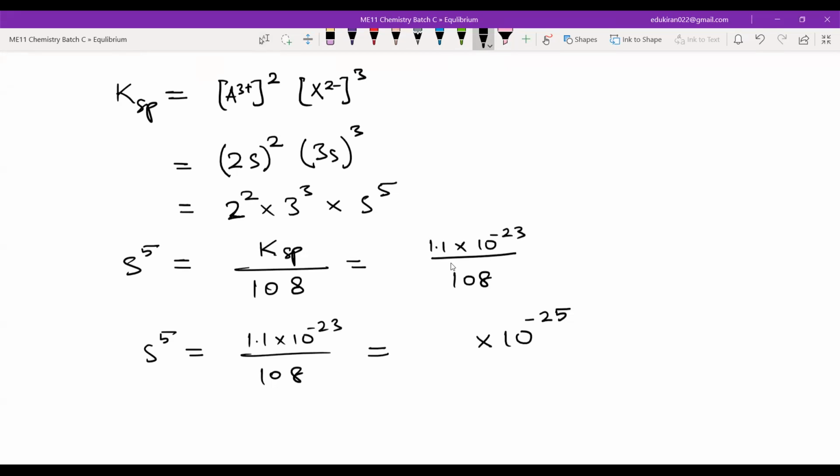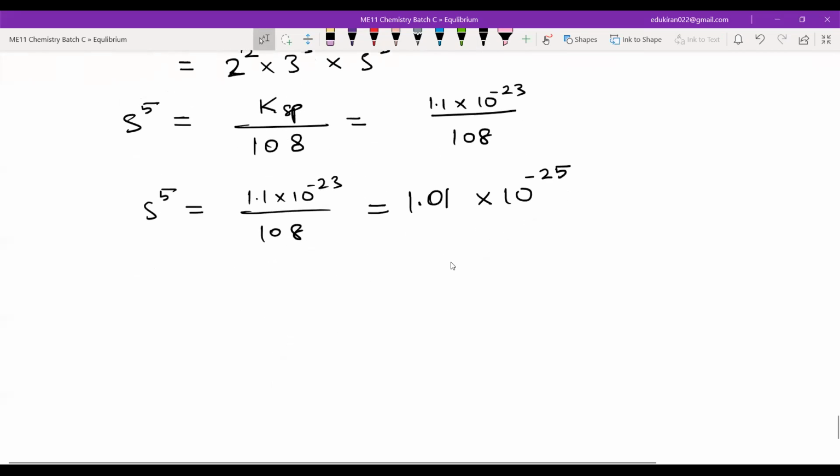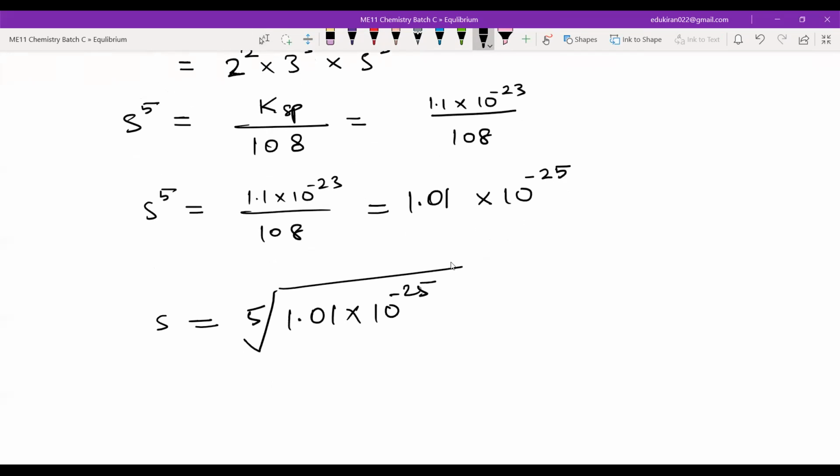Yes, guys, any answer? 1.1 divided by 108, sorry. 1.01. Yeah, correct. 1.01. Okay. Now please see how we are going to calculate s to the power. S will be equal to 1.01 into 10 to the power minus 25. Right? Yes or no?